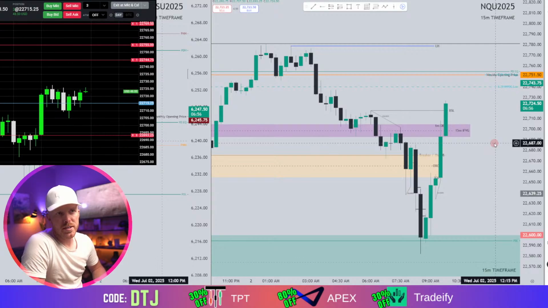Here's where I'd want to see it expand. And especially if we sweep the high, I want to see the body close above that consolidation. We created relatively equal highs right there.